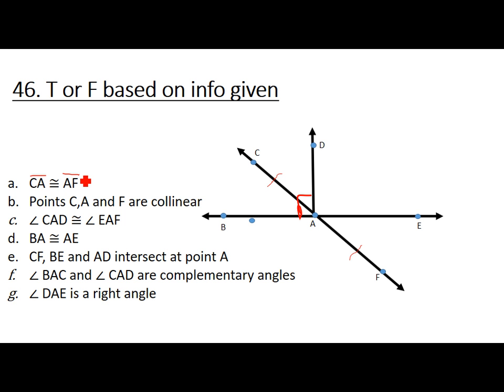Let's run through all these. Segment CA is congruent to segment AF. True or false? How do you know that that's true? It's got the tick marks on it, right? Does everybody see those two tick marks? Points C, A, and F are collinear. True or false? True. What's collinear mean? Same line.